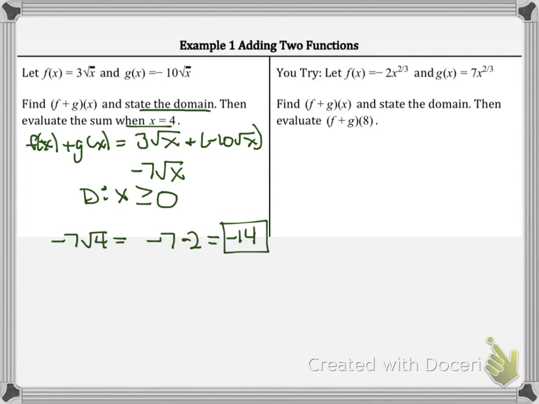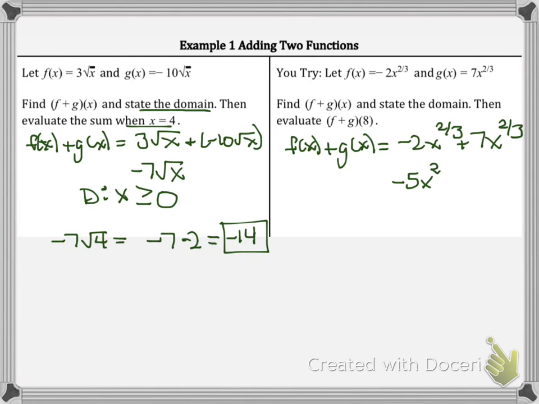Okay, so let's add these functions together. We're going to do f of x plus g of x. So this is negative 2x to the 2/3 plus 7x to the 2/3. So negative 2 plus 7, that gives us a negative 5x to the 2/3. Maybe we should try to rewrite it so we can take a look at this. This is negative 5 cube root of x squared.